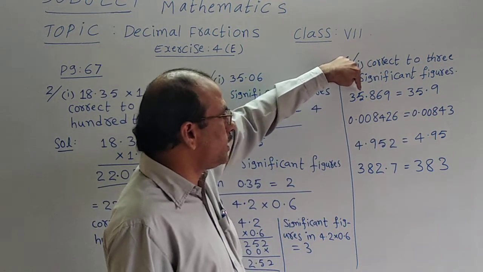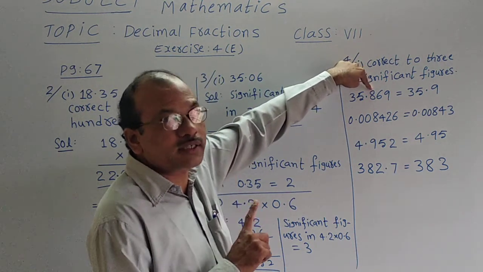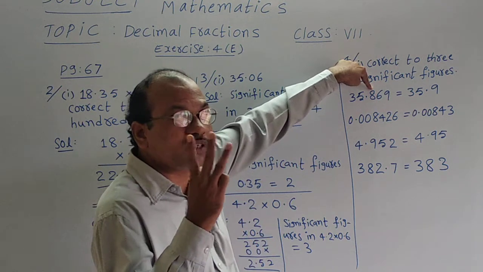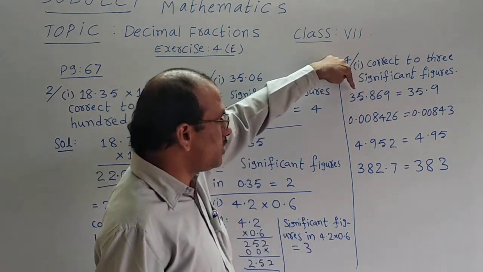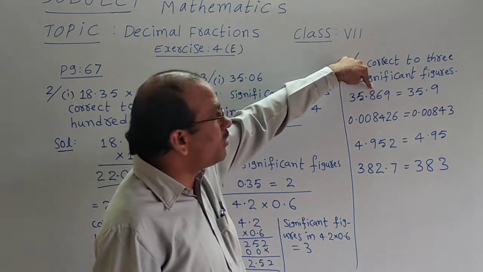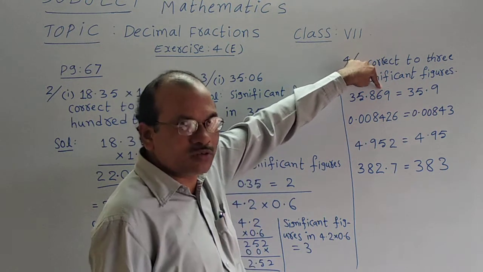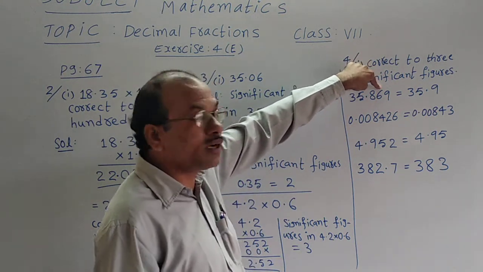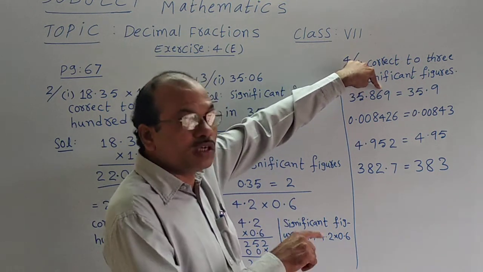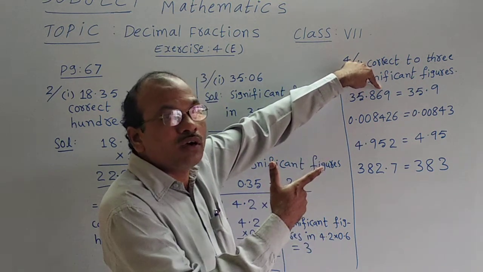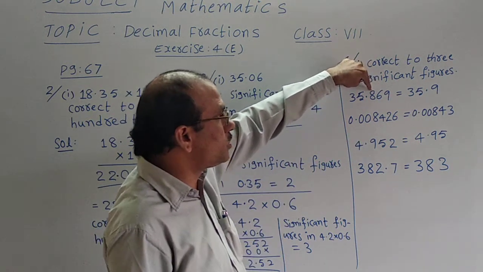First digit, second digit, third digit. Up to the 3rd digit only they asked, because only 3 significant figures they are asking us to write. Then we need to observe that 4th digit also. The 4th digit given here is 6, which is bigger than 5. The digit which is bigger than 5, that only we are going to remove. Then we should give 1 to the previous.